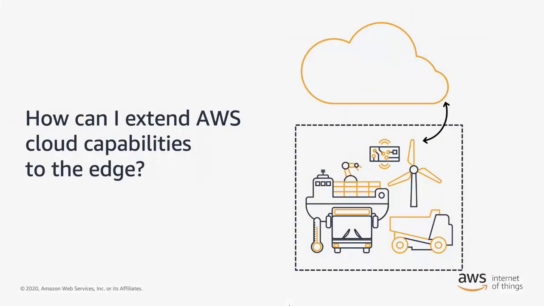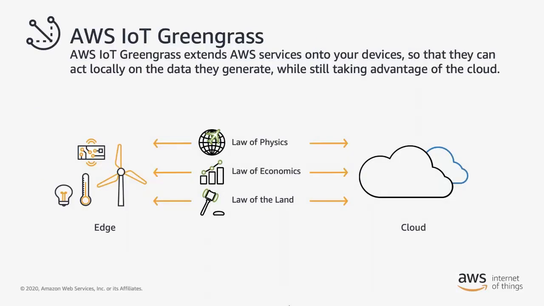To put it simply, Greengrass is how do I take cloud capabilities and apply them to the edge? And AWS IoT Greengrass is the service and the software that allows you to extend cloud capabilities to an edge device that you own with software that AWS provides. And essentially, it addresses three different components.